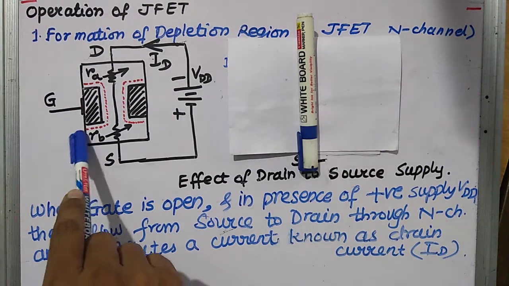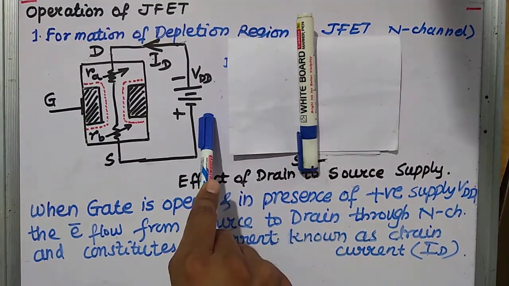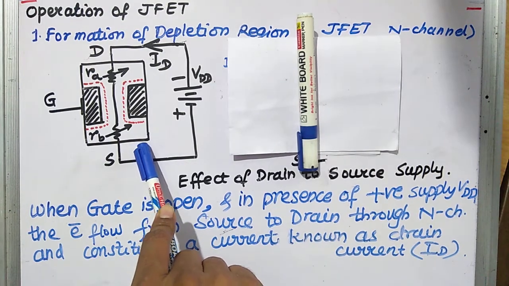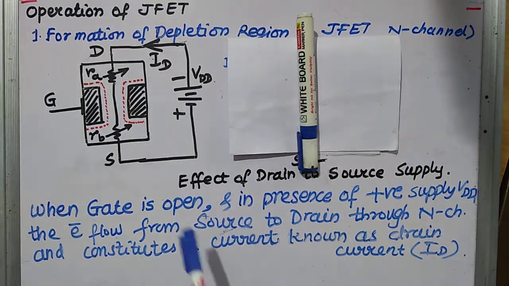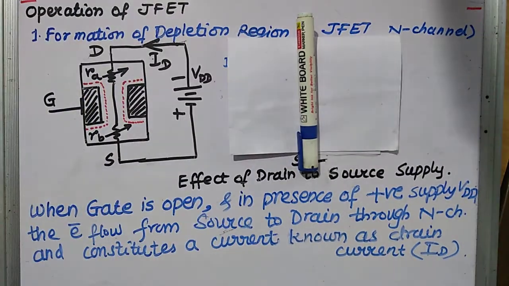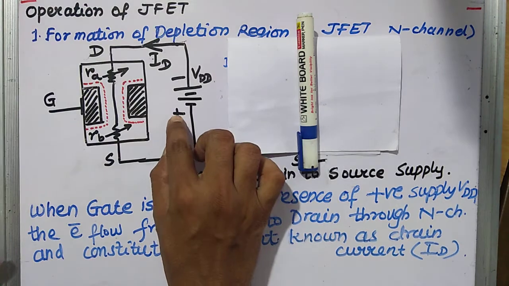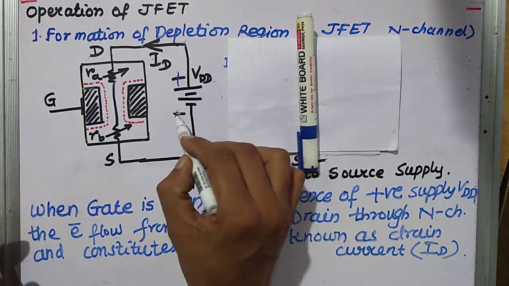Now when the gate terminal is open and we have applied a voltage across the drain to source terminals, the electrons will start flowing through source to drain, and a current called drain current will flow. I have mistakenly drawn it here. The direction is like this, positive to negative.